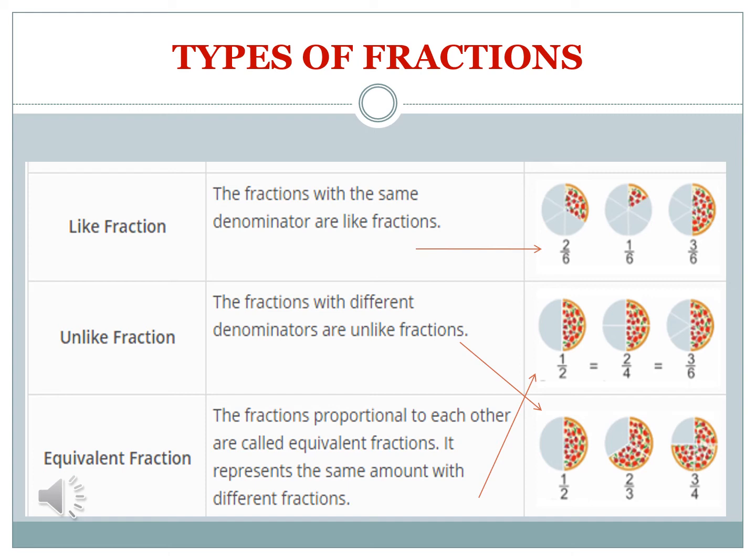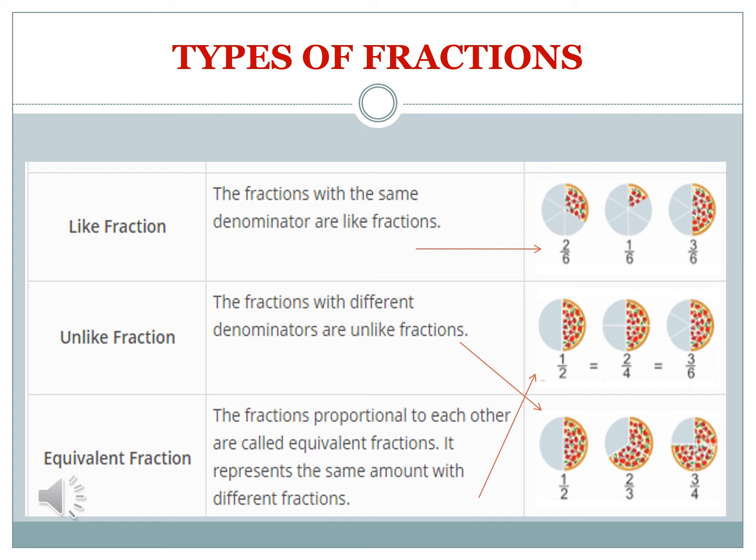Another type of fraction is equivalent fraction. The fractions proportional to each other or equal to each other are called equivalent fractions. It represents the same amount with different fractions. What I mean by saying this line is, for example, half of 10 kg is 5 kg, half of 100 kg is 50 kg. So we are talking about the half of the amount. It is representing the same amount, but the fraction is different.